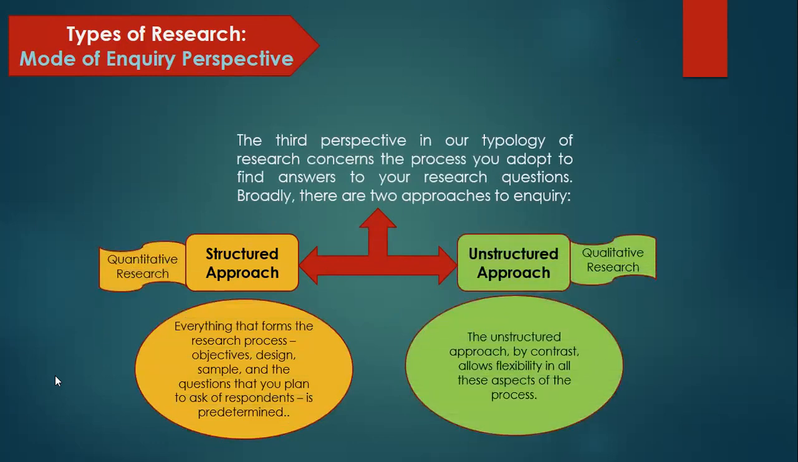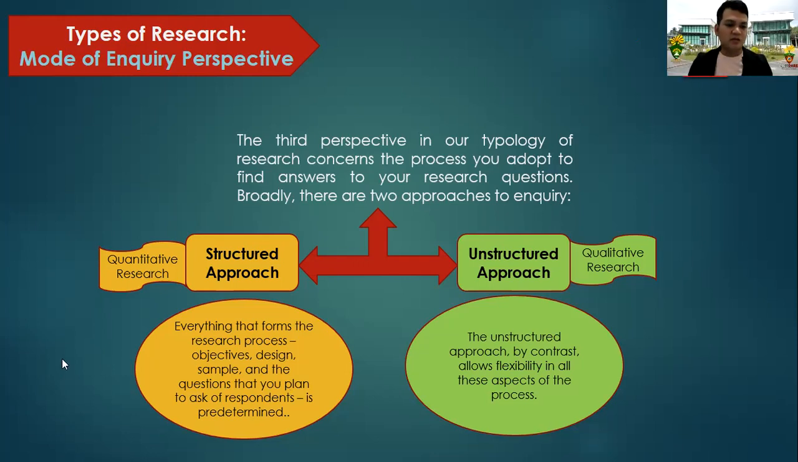So a structured approach is quantitative. An unstructured approach is qualitative, because in quantitative you need to measure, you need to record, and then you need to count, you need to get the numerical values, right? So everything that forms the research process, like the questions that you plan to ask respondents, is predetermined. And then you need to measure, you need to get the value, not just the responses from the respondents. For the responses of the respondents based on the determined aspects, so it's qualitative research. So that's how they differ according to their purpose or the perspective of the researcher.